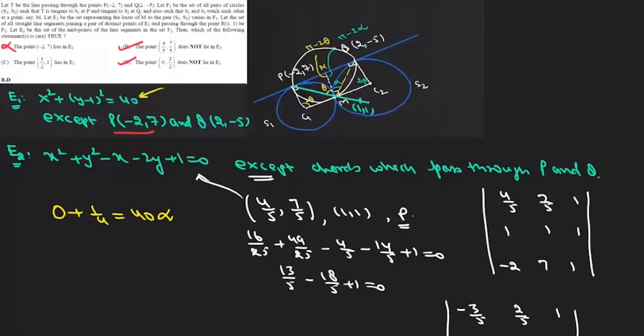Now this third one is: point (1/2, 1) lies on E2. So now we'll put the value of x as 1/2 and y as 1. So it will be 1/4 plus 1 minus 1/2 minus 2 plus 1. So we'll cancel, and this is minus 1/4, which is unequal to 0. So this point C does not lie on E2. So the only correct options are B and D.